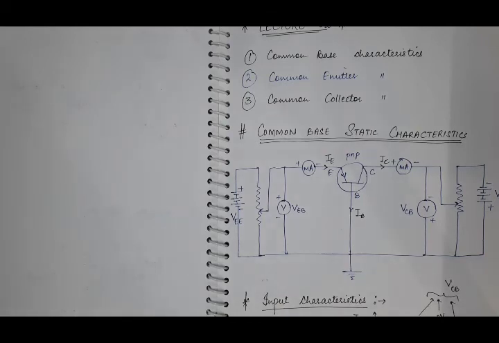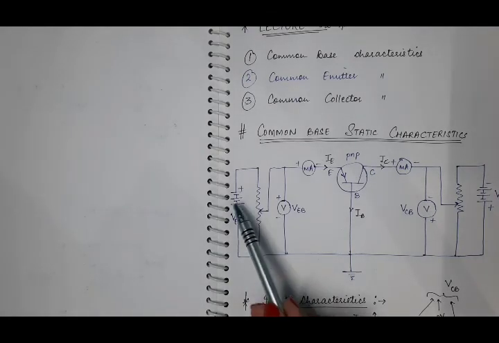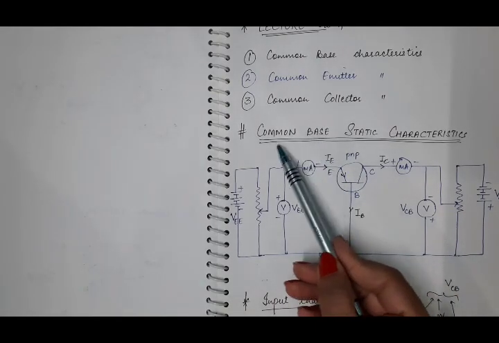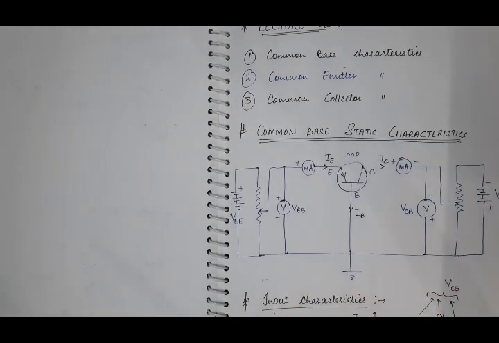And when we study the characteristics of the transistor under the effect of AC as well as DC voltage, at that time the characteristics are known as dynamic characteristics. And as we are supplying DC voltage only, that is why these are known as common base static characteristics. They are further of two types, input characteristics and output characteristics.